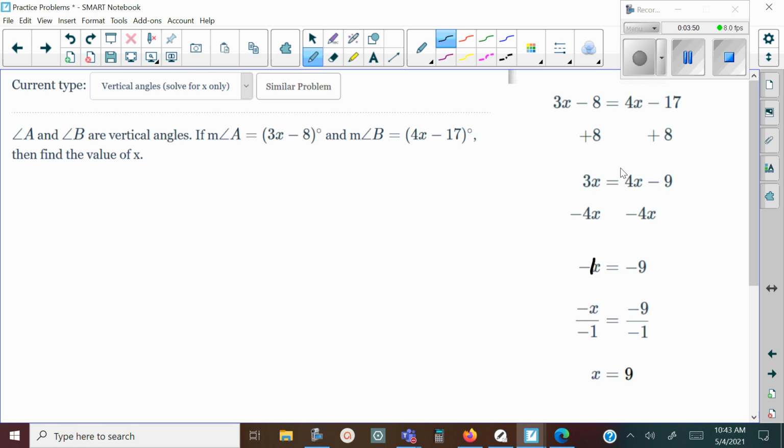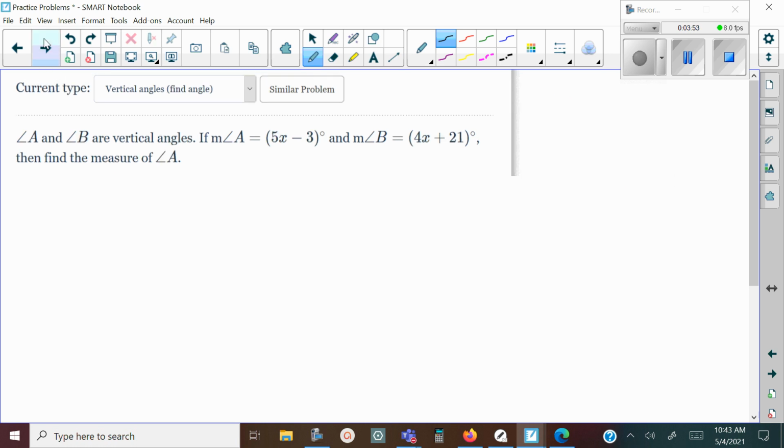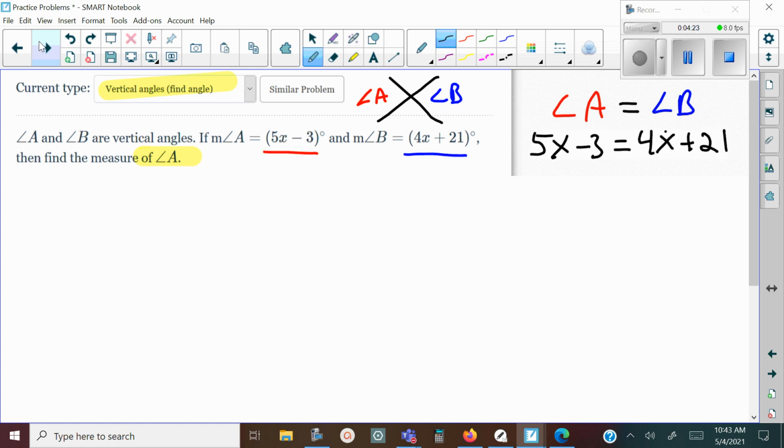Okay, let's take a look at another one. Now on this one, we're looking for vertical angles, but we want to find the measurement of the actual angle here. So here we're looking for angle A. You'll see some problems like that, so you got to pay close attention. Since they're still vertical angles, angle A and angle B, we still set them equal to each other. And then we plug in what goes where, just like we did before.